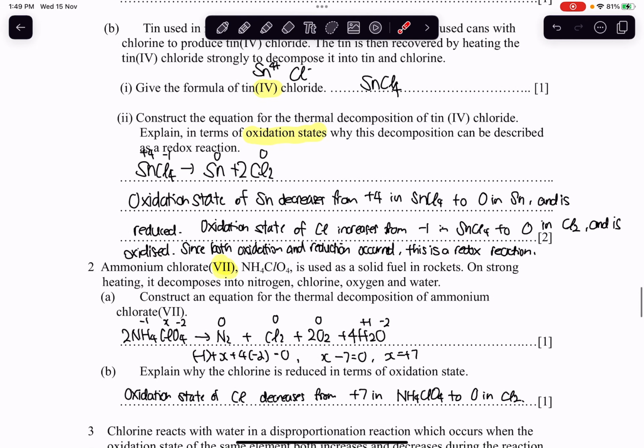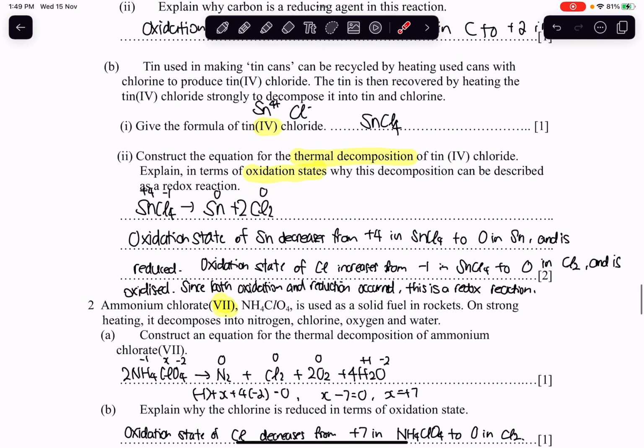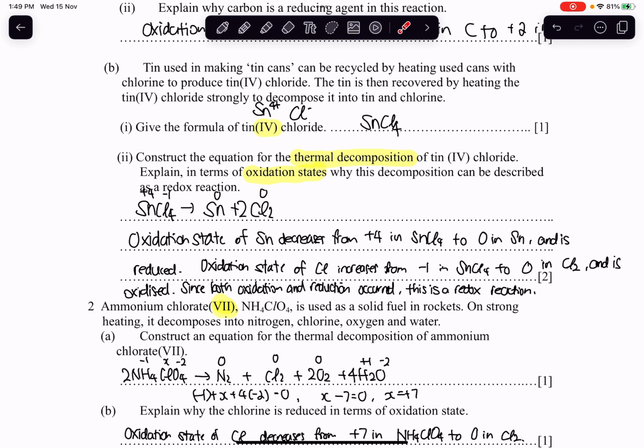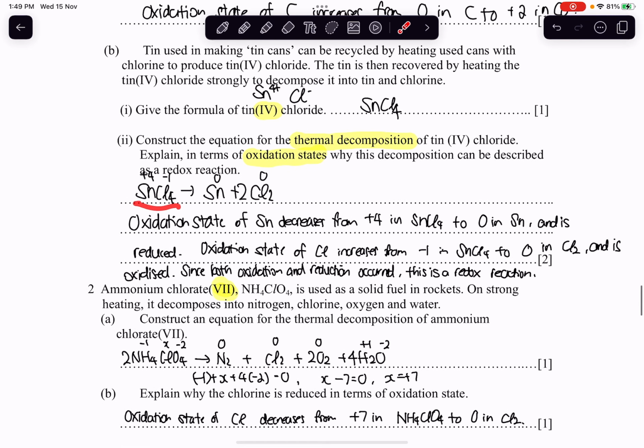Construct the equation for the thermal decomposition. Okay, what is thermal decomposition? It just means decomposition by heat. You start with 1 product, you form 2 or more. So you decompose tin 4 chloride, and they already tell you you decompose it into tin and chlorine. So you start with SnCl4, you form Sn plus Cl2. Remember to balance out Cl4, you need to put a 2 to make Cl2.